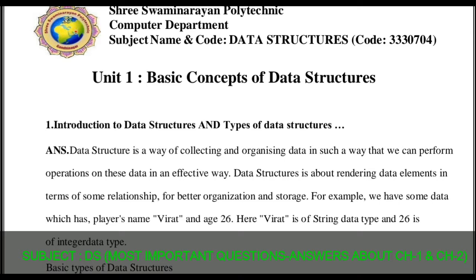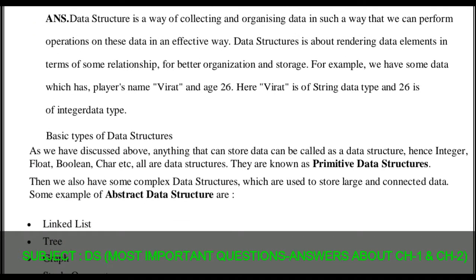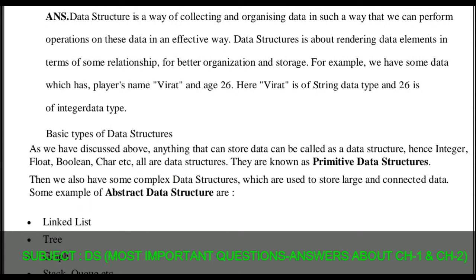So what is data structure? It is nothing but the way of collecting and organizing data in a sequential manner so that we can perform operations on this data in an effective way. Basic types of data structure: as we discussed above, anything that can store data can be called a data structure. Hence integer, float, boolean, character, etc. are known as data types, and these are known as primitive data structures.